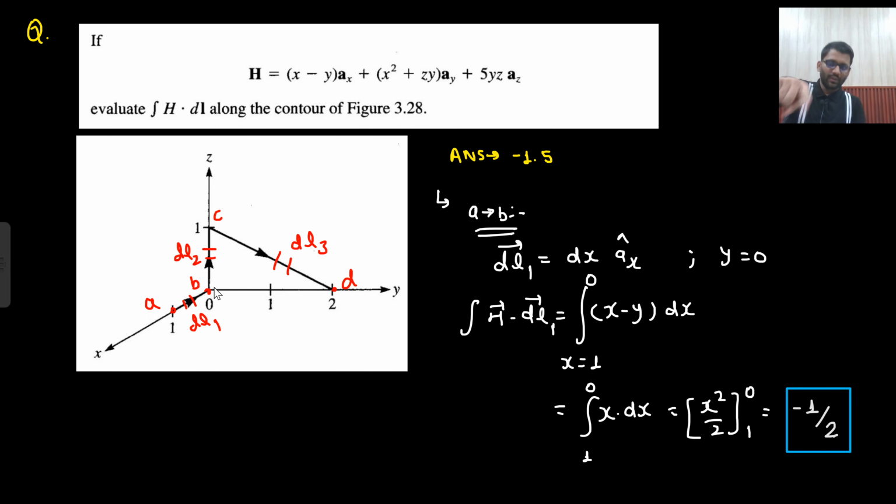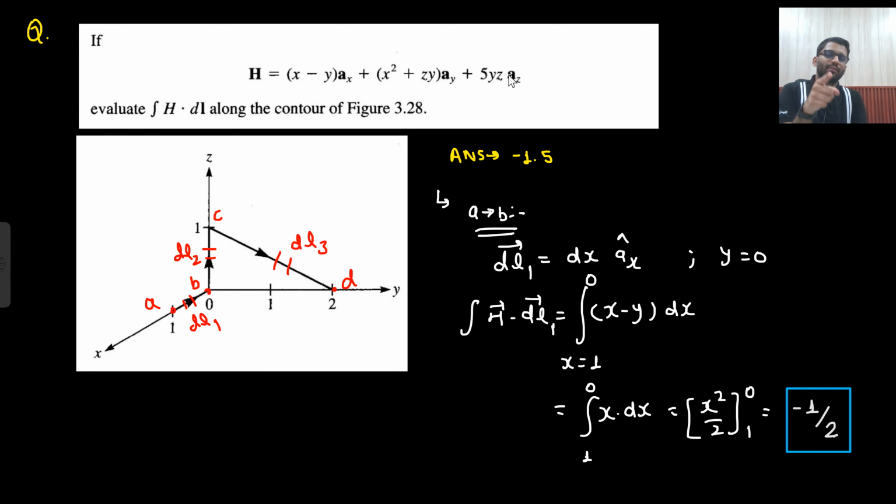Now I will talk about H dot dl2. This I need to find. So what is your dl2? dl2 is dy, sorry, dz. dl2 is dz, right? Only z is changing. dz, always you will take the positive unit vector. Okay, so H dot dl2.